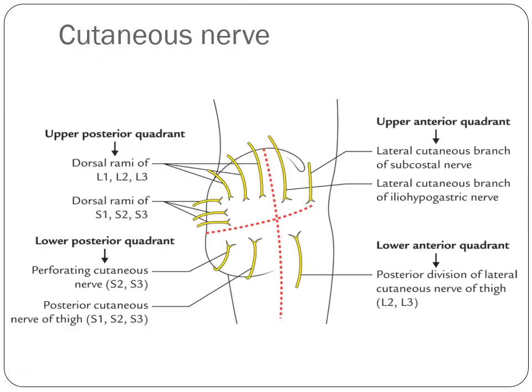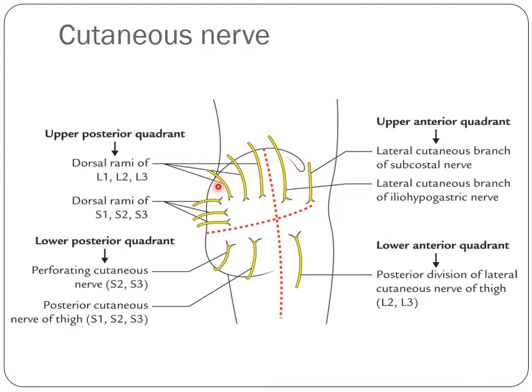The superficial fascia, then there is the deep fascia. Within the superficial area, there is an extension of the cutaneous nerves. The cutaneous nerves in the superficial fascia convey fibers from the ventral and dorsal primary rami of the spinal nerves and are derived from several sources. You see this diagram. The upper anterior quadrant is supplied by the lateral cutaneous branch of the subcostal nerve, then the lateral cutaneous branch of the iliohypogastric nerve. These are the upper anterior quadrant.